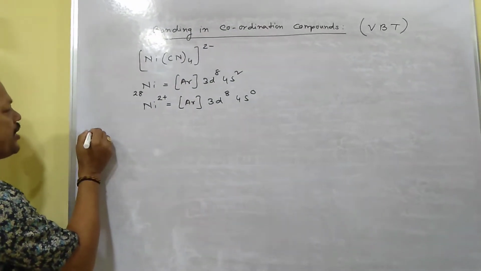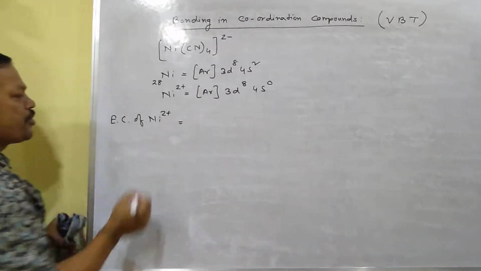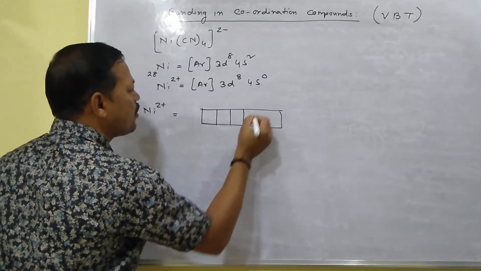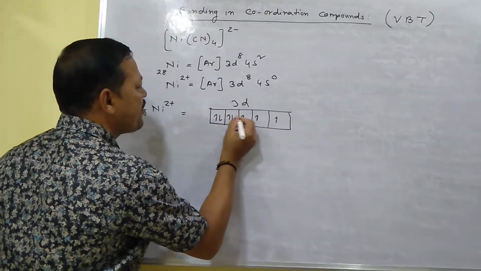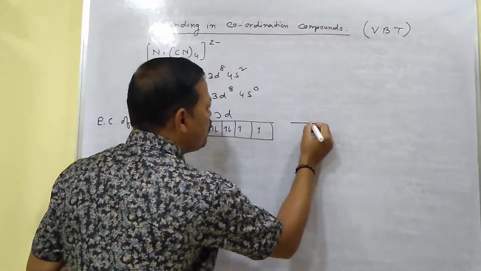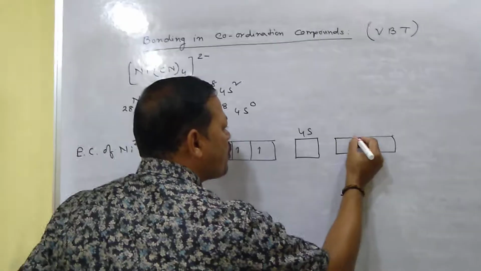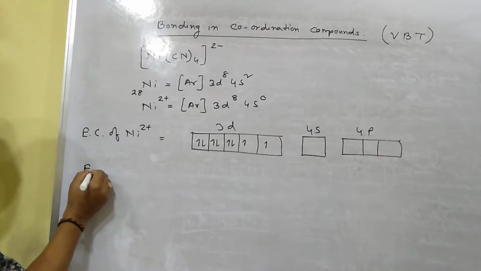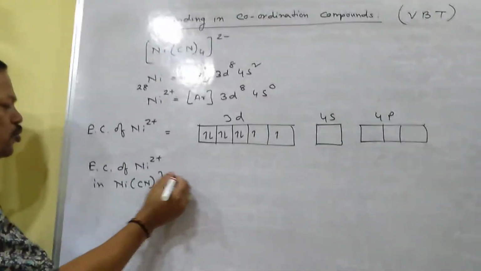Now I'll write the electronic configuration of nickel 2+ in boxes. Your 3d contains 8 electrons. These are the 3d orbitals: 1, 2, 3, 4, 5, 6, 7, 8. Then 4s, which is vacant. Then 4p you will get, which is also vacant. This is the electronic configuration of nickel 2+. Now the electronic configuration of nickel 2+ in the [Ni(CN)4]2- complex.